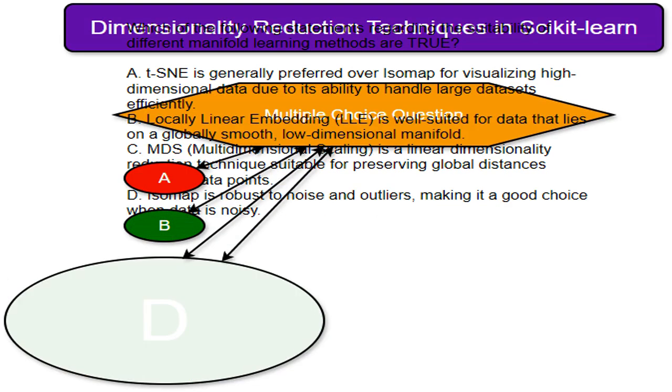Statement D says isomap is resistant to noise and outliers, which makes it good when the data is messy. I found this to be false. Isomap is sensitive to noise and outliers because it calculates distances along the curved surface of the data.